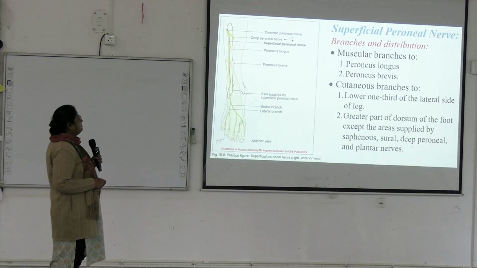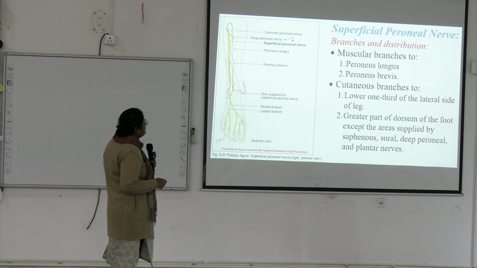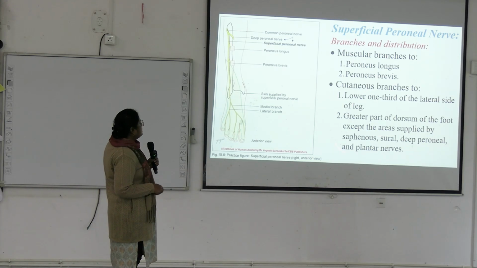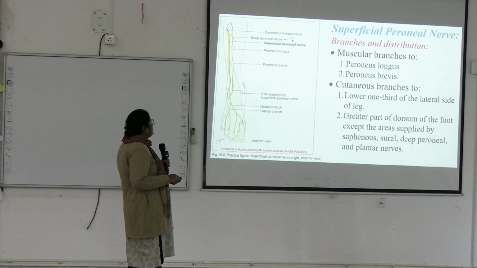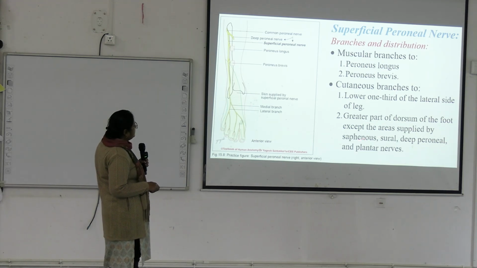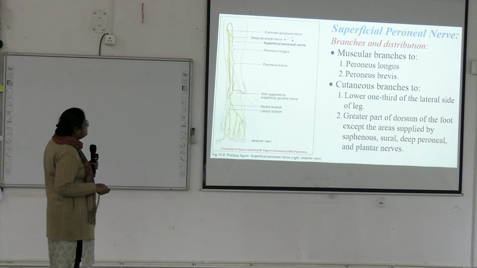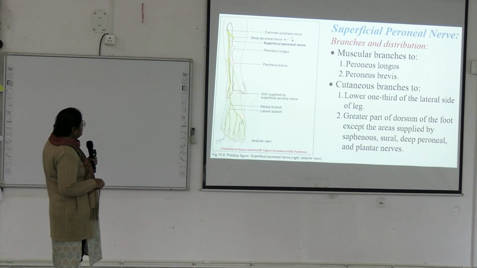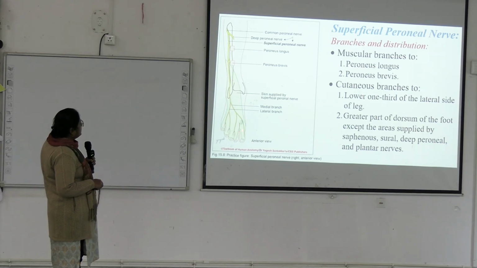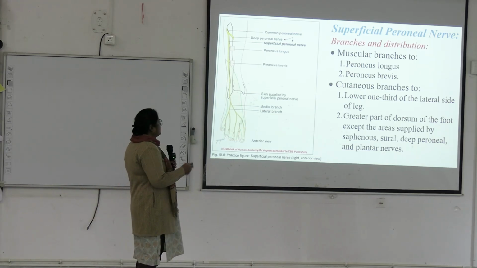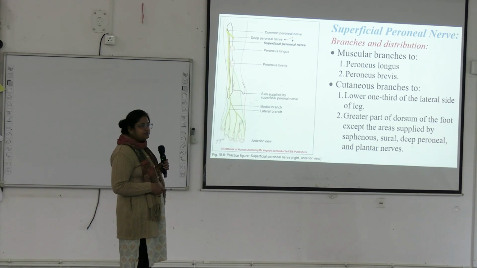These are the different branches and their distribution. Muscular branches go to these two muscles, peroneus longus and peroneus brevis. Cutaneous branches go to the lower 1/3 of the lateral side of the leg and the greater part of the dorsum of the foot, except the areas supplied by the saphenous nerve, sural nerve, deep peroneal nerve, and plantar nerves. Plantar nerve is supplying the sole. Here is the saphenous nerve, this is sural nerve, and this is deep peroneal nerve. Excepting all these areas, the rest of the areas are supplied by branches from superficial peroneal.